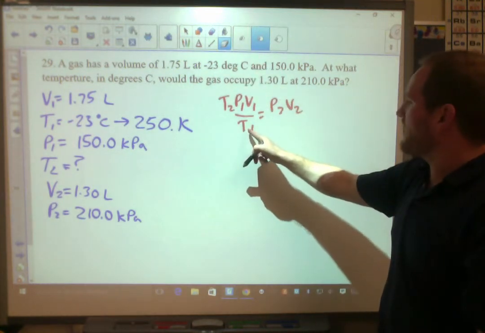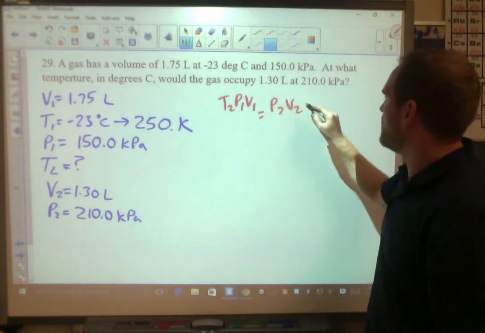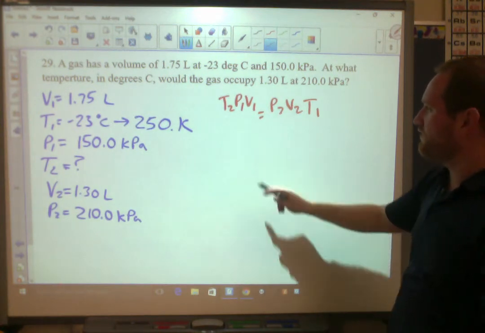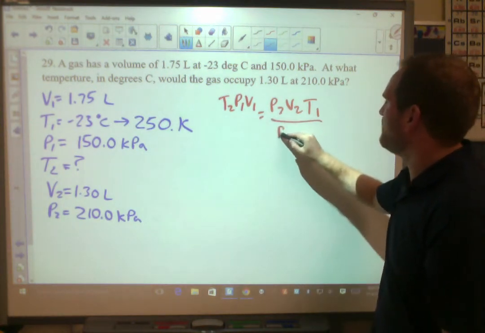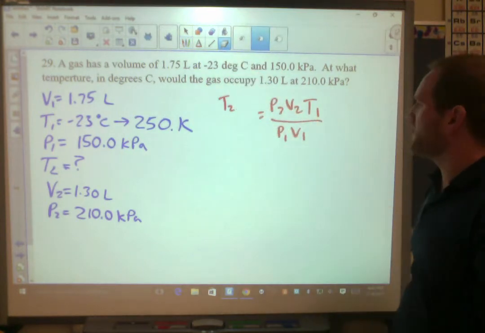How do I get T1 out of here? Multiply both sides by T1. It's going to reappear up here. And now it's easy to get T2 by itself. Divide both sides by P1 V1. It cancels over here, and it reappears over here.